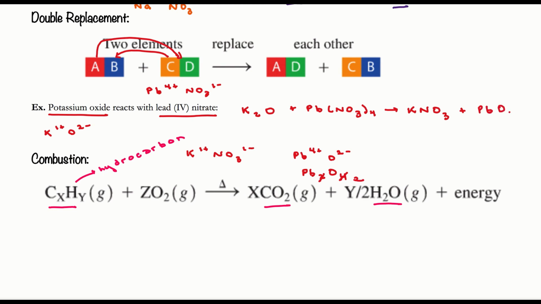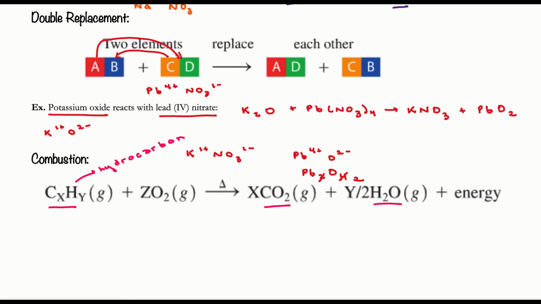So again, I don't expect you to be able to actually write out your products yet, but I do expect you to look at this and say, oh look, potassium's with oxygen, but now potassium's with nitrate. And lead was with nitrate, but now it's with oxygen. So this must be a double replacement reaction.